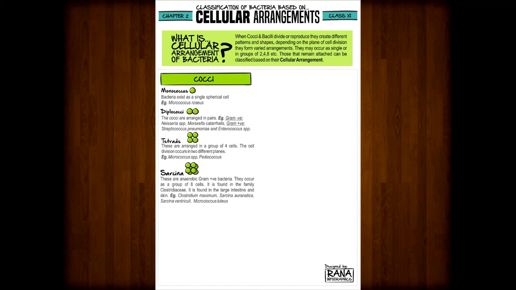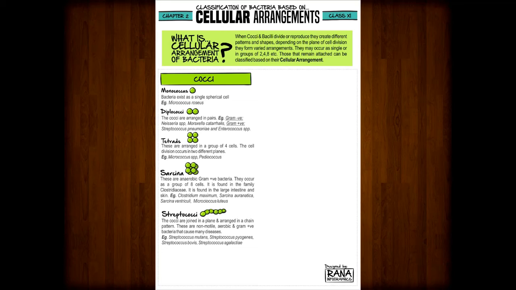Sarcina are anaerobic gram-positive bacteria. They occur as a group of 8 cells. It is found in the family Clostridiaceae. It is found in the large intestine and skin.